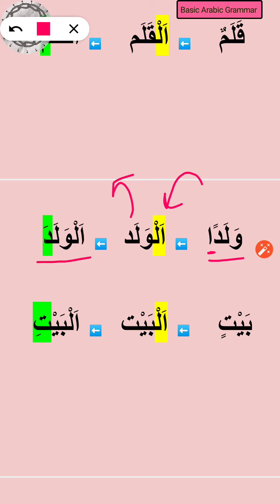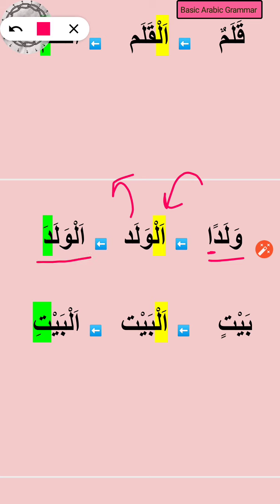Next we have baitin, which is in jar form. So al gets in, tanween gets out, then we replace the tanween with a single harakat of the same Arab. So baitin becomes al bait and then al baiti. Alright, so I hope this conversion is quite clear. Let's cover a couple of more examples.